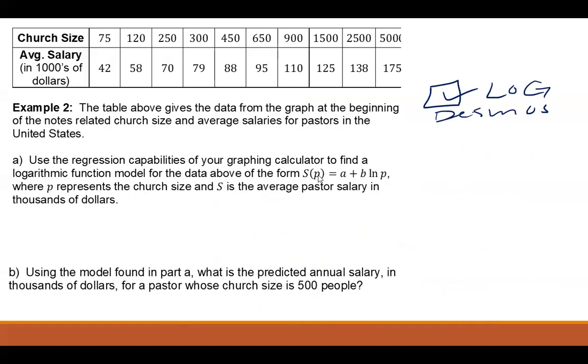This one, you can't just use the regression model. So you know how Desmos has those drop-down models? This is where you have to actually type in the regression model that you want. So notice here, it says this is the format that it wants it in. It wants it in a plus b natural log of p. You have to insert this into Desmos yourself.